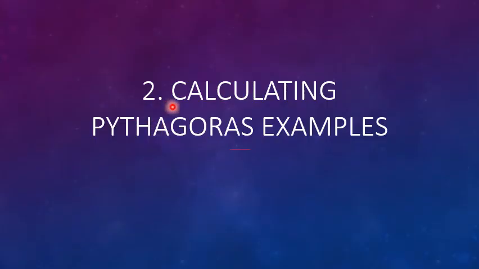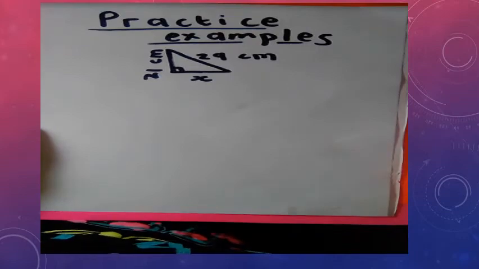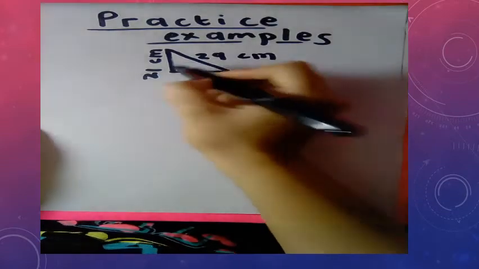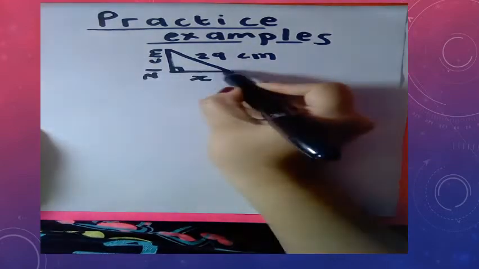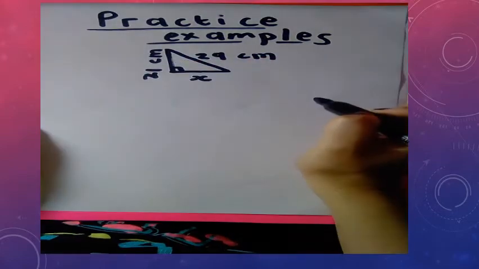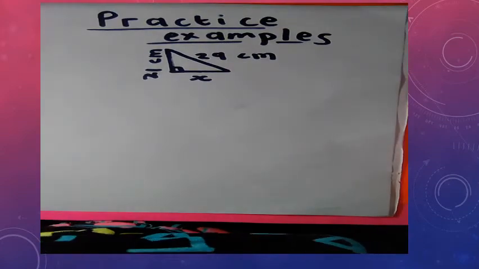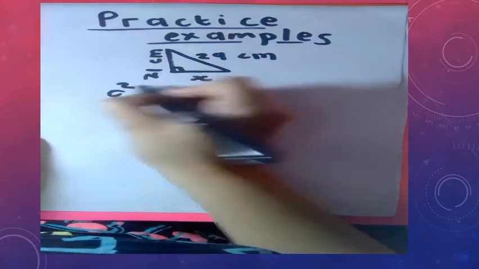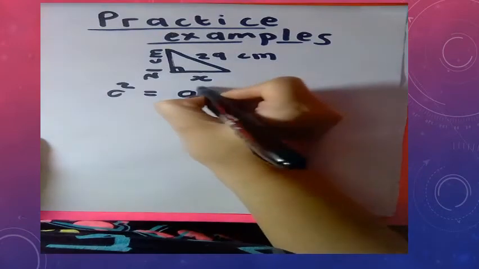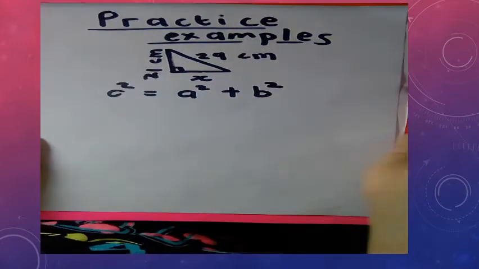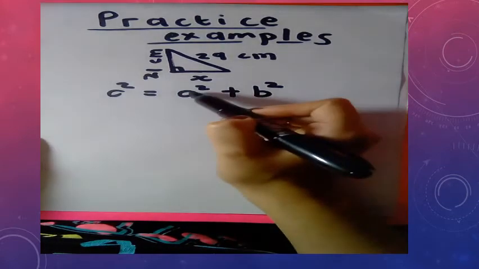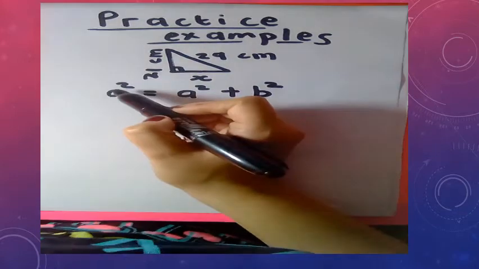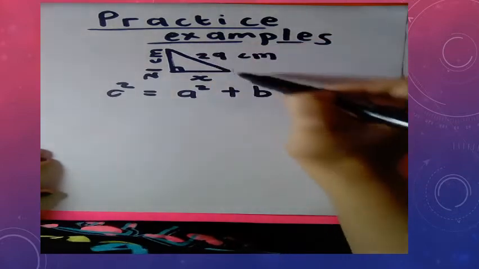For number 2, let's calculate some Pythagoras examples. Let's look at the following example. You are given a right-angled triangle and you are required to calculate one of the sides of the triangle using the theorem of Pythagoras. The side that is missing is the leg. So, let's look at the formula: c squared equals a squared plus b squared. The a and the b are the sides, or the legs of the triangle, the height or the base, it doesn't matter which one, and the c represents the hypotenuse, which is 29 centimeters.